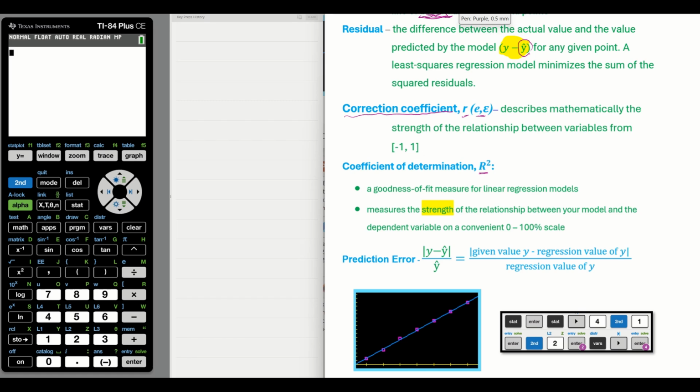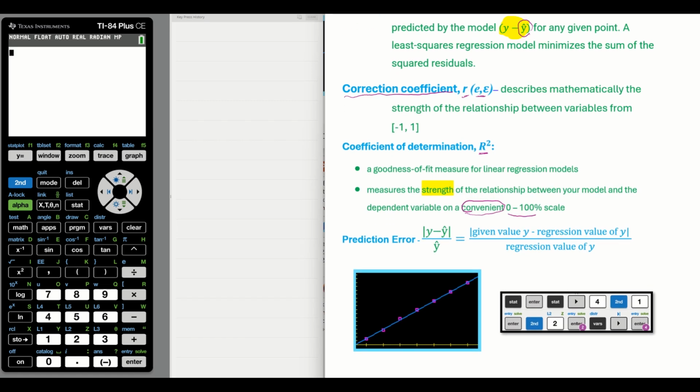Sorry, it took me a second to see what word they mean there. I don't know how convenient. What it means is you've got 0 to 100, and the closer to 100%, the better you are. And our calculator gives us that. I'll come back to it.